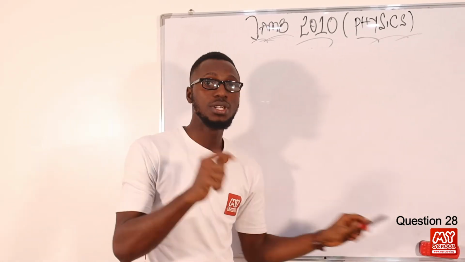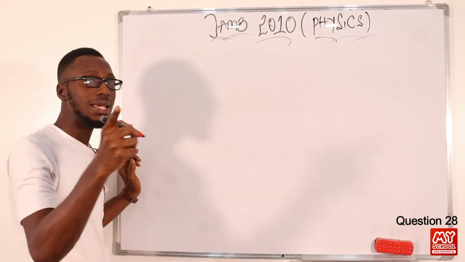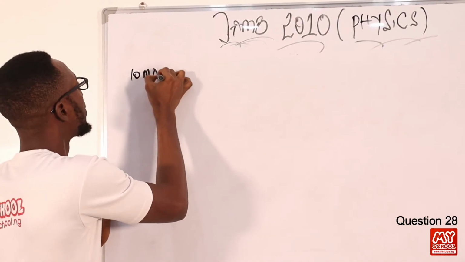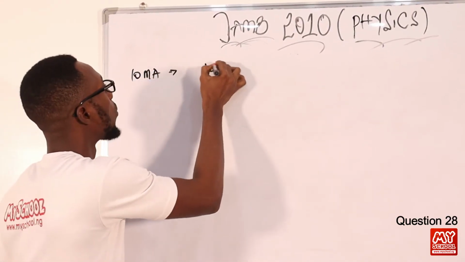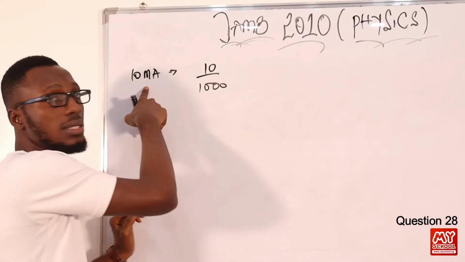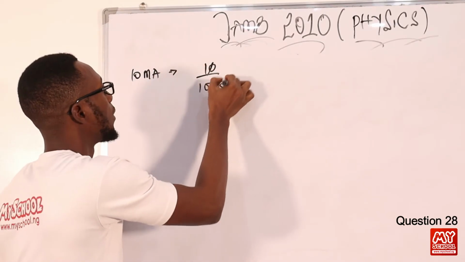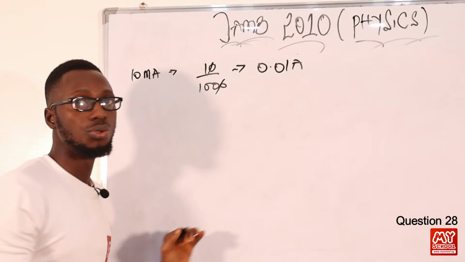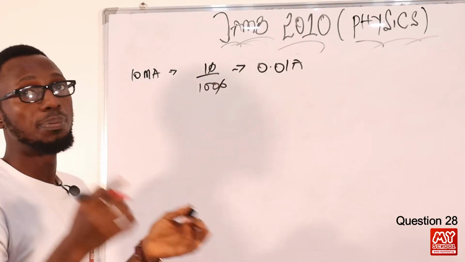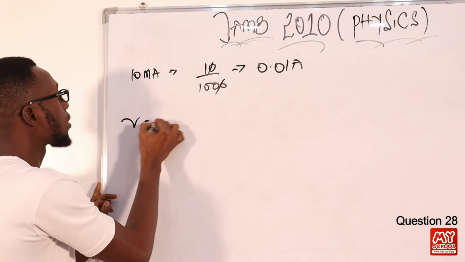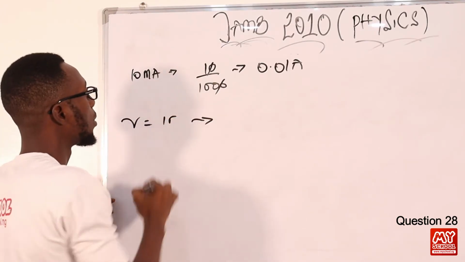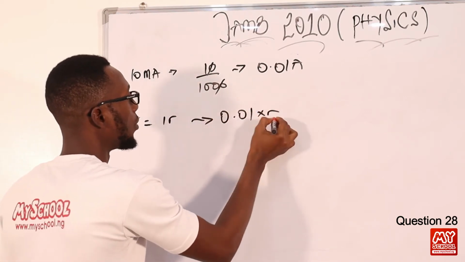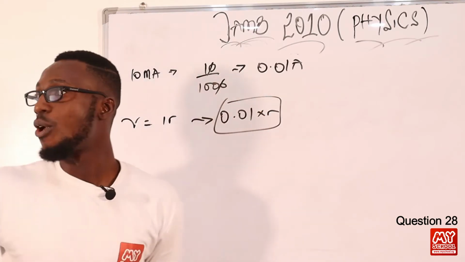So let's do this at first. Remember that we are given a current of 10 milliamperes, so that is 10 over 1000. Milli is 10 raised to the power minus 3, so that should be 0.01 amperes. Coming to the PD of the galvanometer, that is V equals IR. I believe we know that very well. So what we are looking at is I, which is 0.01, times R. This is the R we are looking for, the resistance of the galvanometer.